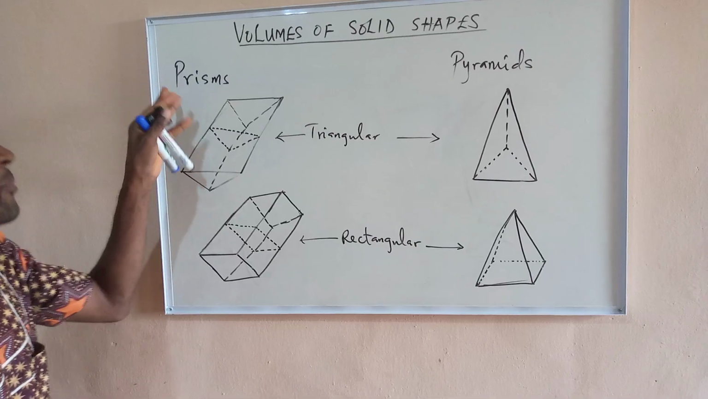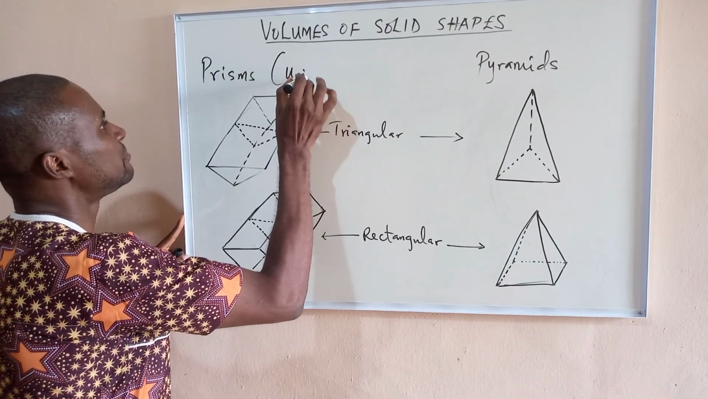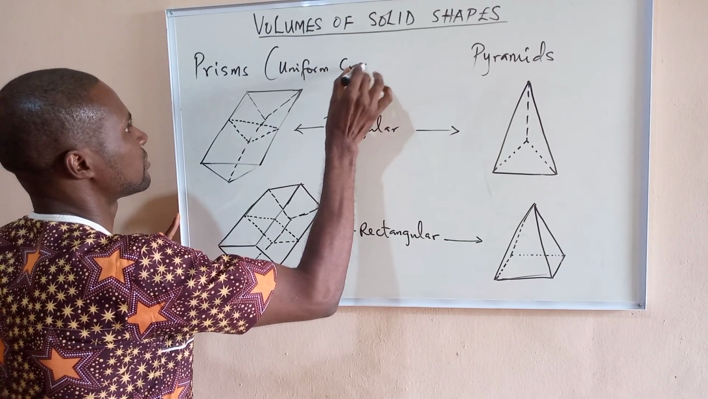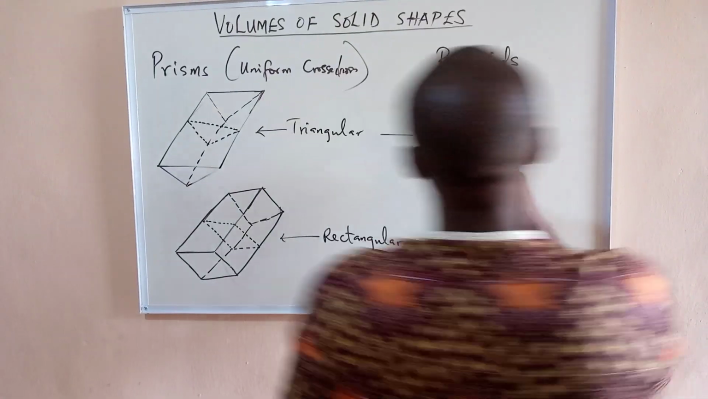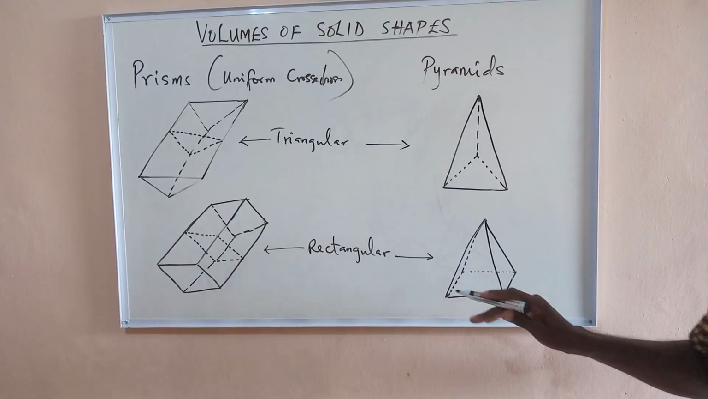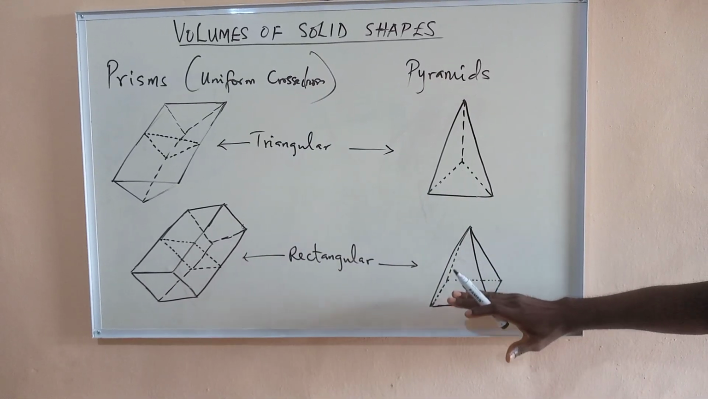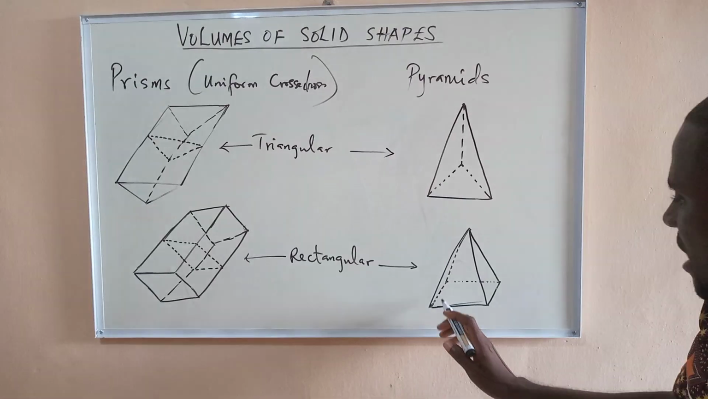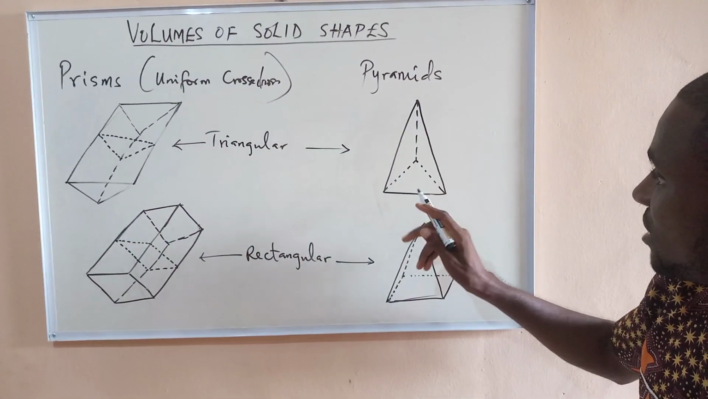Now, this is the property of a prism. A prism has uniform cross-section. But a pyramid has different or diminishing cross-section. Here you can find a triangular pyramid, for instance.